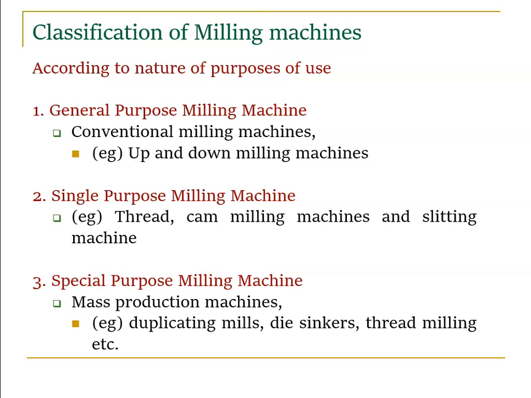Based on the purpose of milling machine, we have two more classifications. One is the conventional milling machine. It may be up type and down type. So for what purpose do we use it? Conventional milling is used conventionally, or for other purposes. In conventional, it may be up and down milling, up milling or down milling.